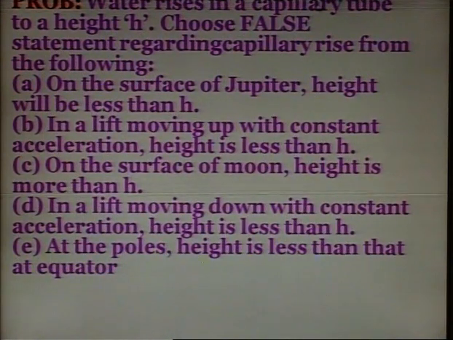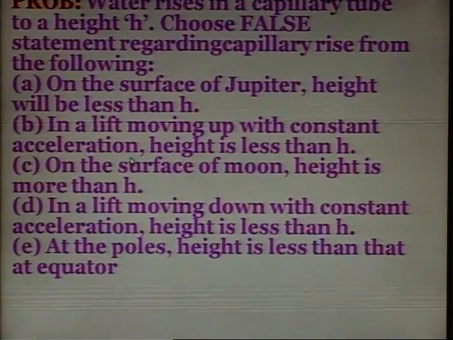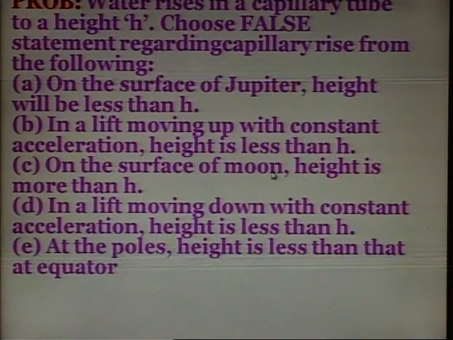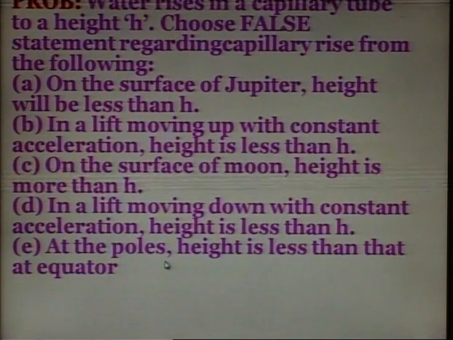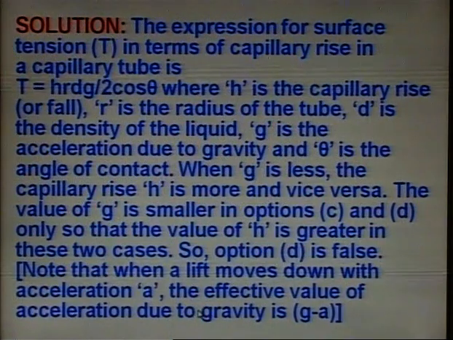Next, water rises in a capillary tube to a height h. Choose the false statement regarding capillary rise from the following. A option, on the surface of Jupiter height will be less than h. B option, in a lift moving up with a constant acceleration height is less than h. C option, on the surface of moon height is more than h. D option, in a lift moving down with a constant acceleration height is less than h. E option, at poles height is less than that at equator. So we have to choose the false one out of these five.